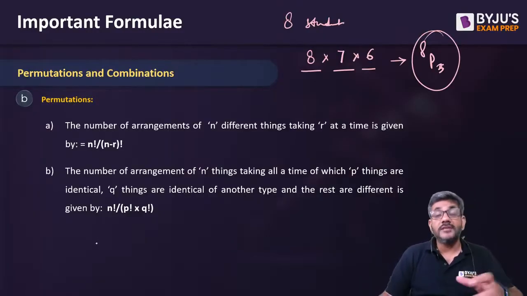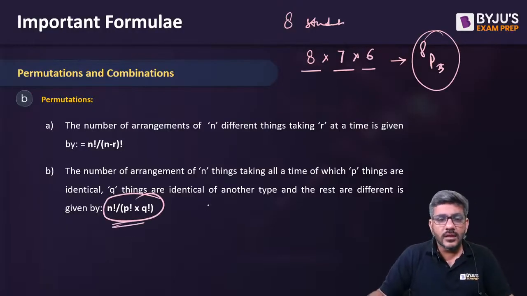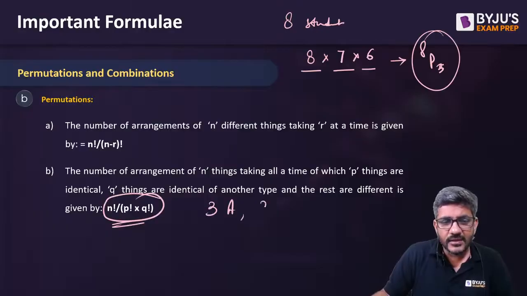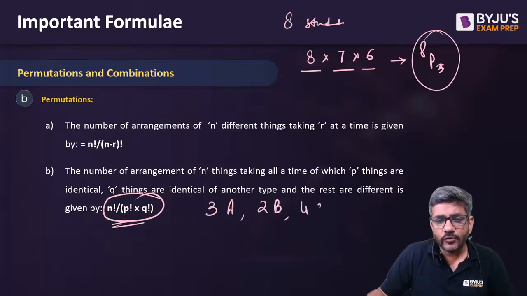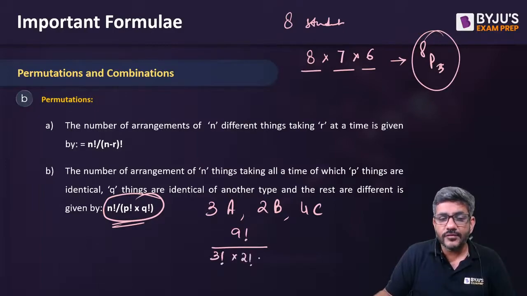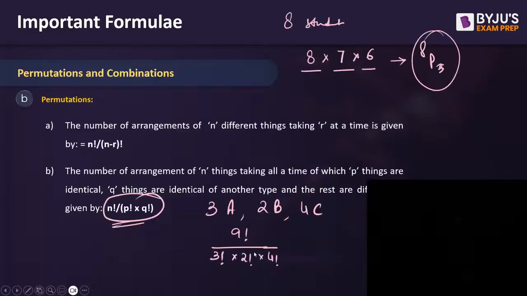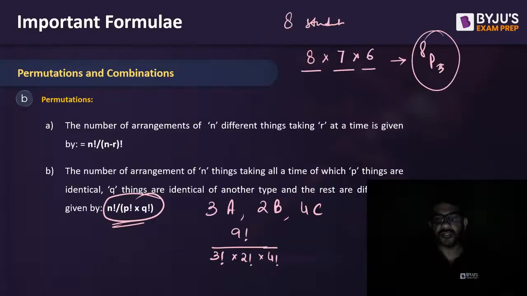Okay, but what if some of them are identical? If some of them are identical, this is the rule used. Let us say there are 3 A's, there are 2 B's, and there are 4 C's. How many words can be made by them? अब total articles मेरे पास 9 हो गए हैं. So 9 factorial divided by, if 3 of them are similar, तो 3 factorial से divide कर दो. 2 of them are similar, तो 2 factorial से divide कर दो. 4 of them are similar, तो 4 factorial से divide कर दो. And that becomes the answer for us. That is 9 factorial divided by 3 factorial into 2 factorial into 4 factorial.